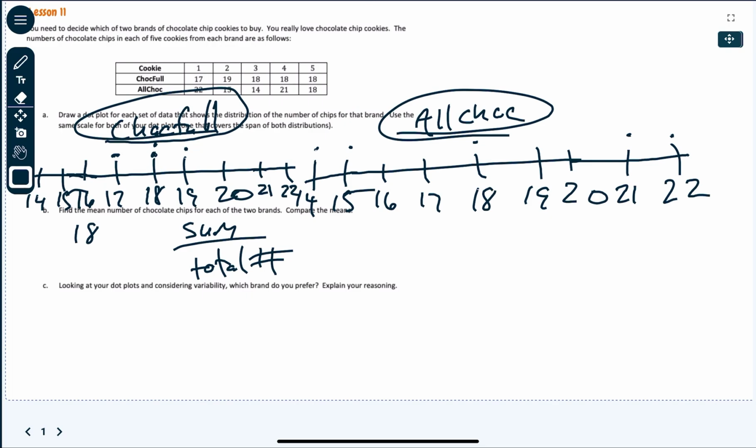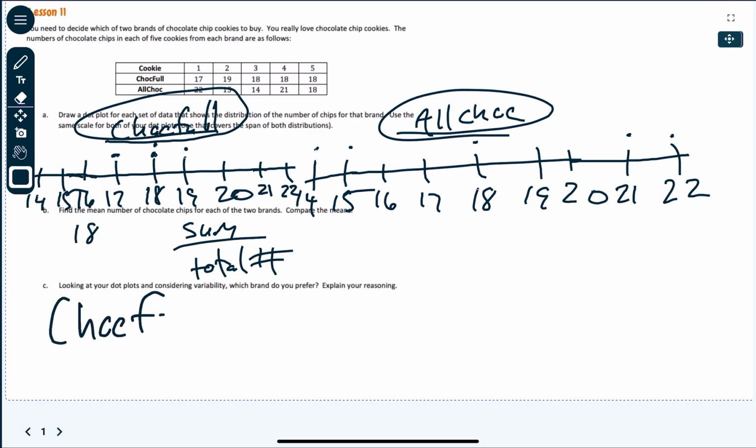They have a lower range? Okay. What does that matter to you? What does that mean? Chloe? You know what to expect. Consistent. Yeah. She says that with less spread, they're more consistent. You know what to expect. I know I'm getting really close to 18 chips in this cookie. It may be 17, it may be 19, but it's going to be really close to 18.